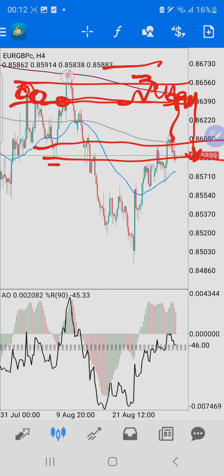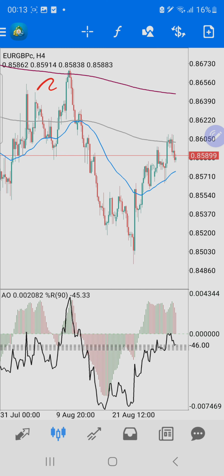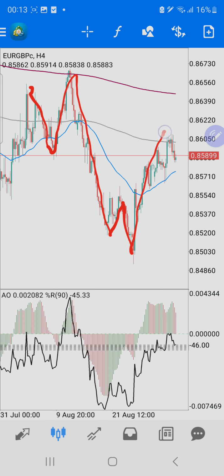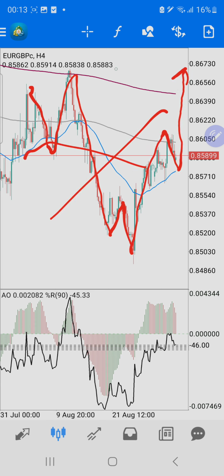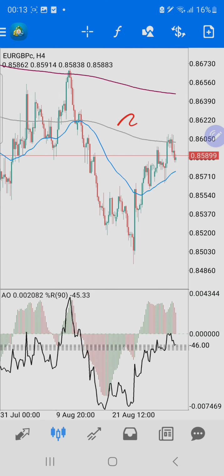Why like this? Because if you can see, what is this? Okay, forget it. I'll share an easier one. What is this? This was broken, right? So where are you going to sell? Where are you going to buy? You mark this area. I'll tell you how to mark the zones.